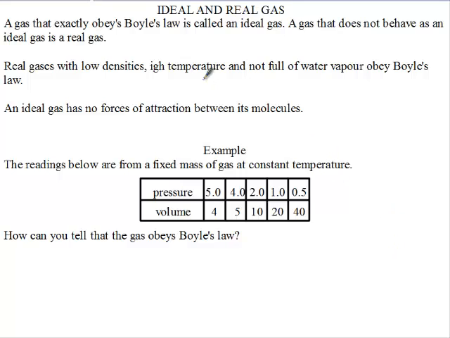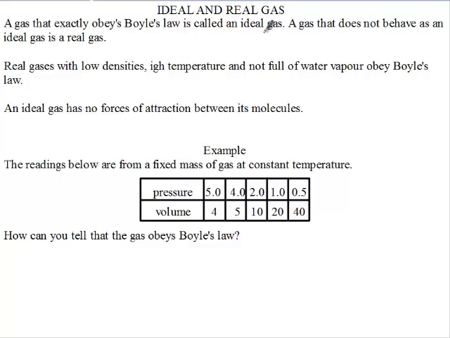There are two types of gases. We have the ideal gas and then the real gas. A gas that exactly obeys Boyle's law is called an ideal gas. Remember, for Boyle's law, the temperature and then the mass is constant. So as pressure increases, volume decreases.